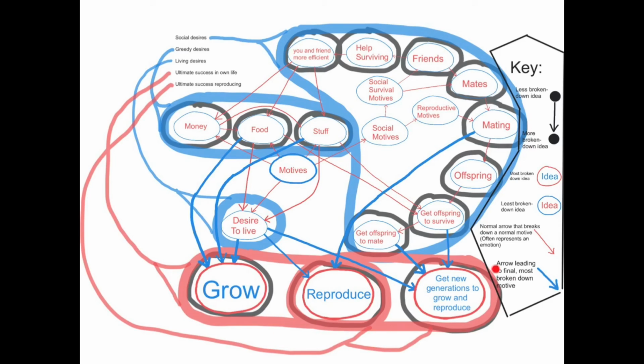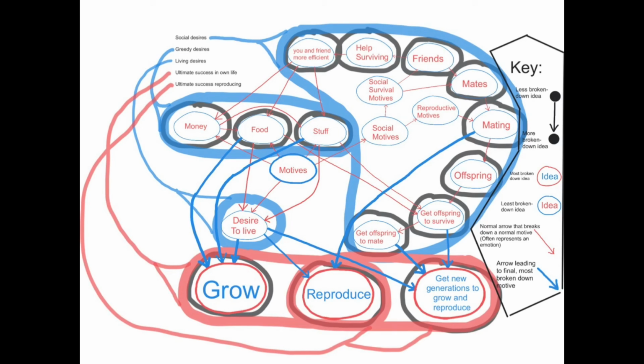Now, the big results, the three big bubbles, break down into two sections, this and this. So you want to grow and reproduce. That, I would say, is what you do with your life, how you succeed in your life alone. But then also, you want to reproduce and get your new generations, also called your kids, to grow and reproduce also, which I would categorize as reproducing or social success.